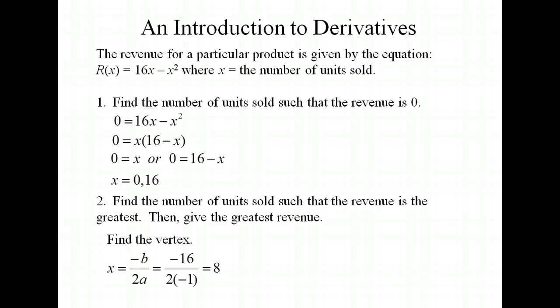Now you could have also used symmetry to find your vertex because you have your two x-intercepts at 0 and 16. So the x value of the vertex will be halfway in between those 2 points. Okay, so now that we found that the x-coordinate is 8 for our vertex, let's plug it into our revenue equation, and we get 64. So our vertex is at the ordered pair 8 and 64.